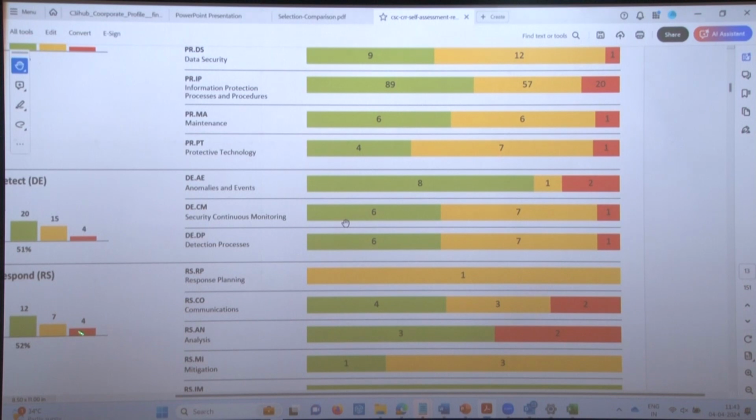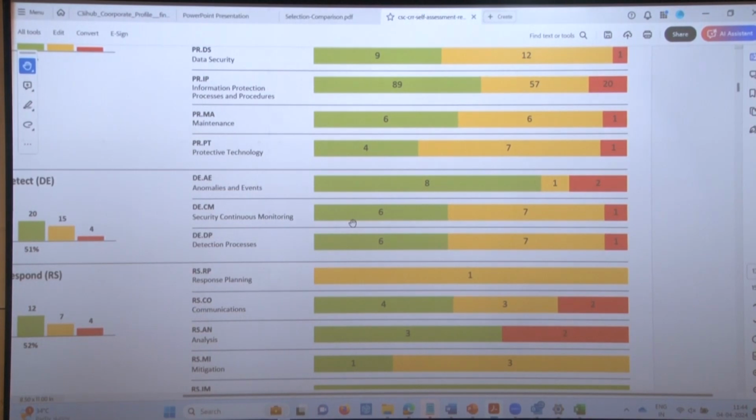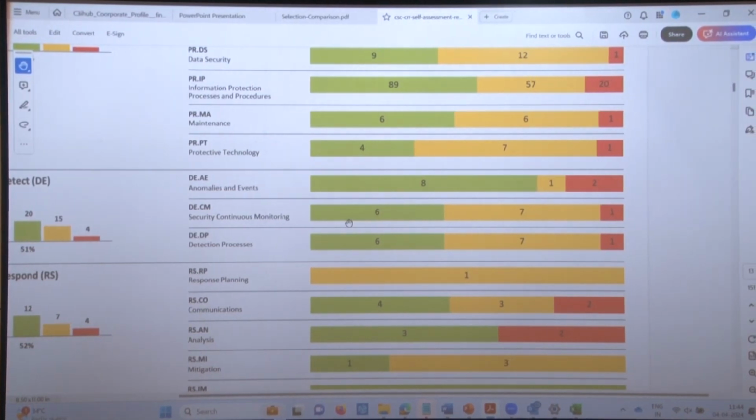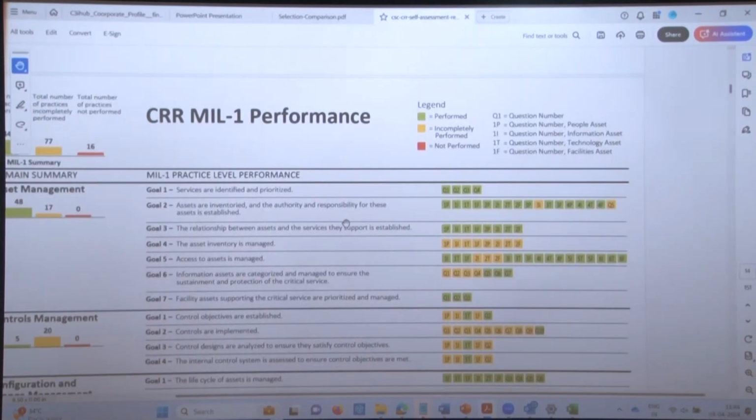So if you were 100% in each of these, then you could say, I am very NIST compliant, I am NIST CSF compliant, right? That's a very tall order. Even the best banks probably will not get 100% in each of these, but they might get close.